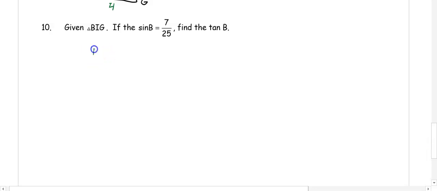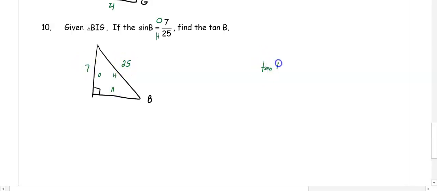In number 10, given triangle BIG, if the sine of B, so when we draw our triangle, we have the angle B. Sine is your opposite over hypotenuse. So we know the opposite is 7, the hypotenuse is 24. We want to find the tangent of B, which is opposite over adjacent. So we're going to have to do Pythagorean theorem to get the adjacent side.